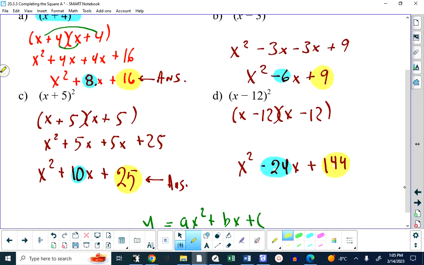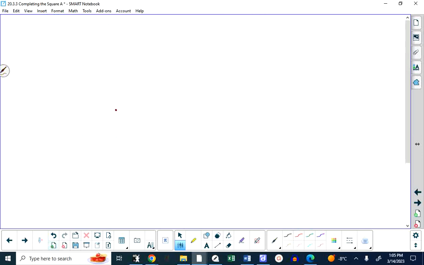Let me ask you a different question then. If you knew this middle number, but you didn't know the final number, let's say I told you that the result of squaring a binomial was x squared plus 14x plus, and I didn't tell you what this number was. Could you figure out what that number is? What would it be, Nate? 49. Okay, now 49 is perfect, that's right.